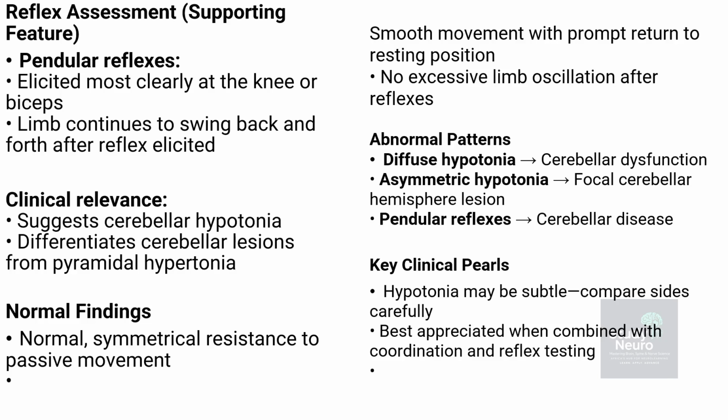Reflex testing can provide additional support for cerebellar hypotonia. When you elicit a deep tendon reflex, particularly at the knee or biceps, the limb may continue to swing back and forth in a pendular fashion. This finding helps distinguish cerebellar hypotonia from pyramidal lesions, which typically produce increased tone and brisk reflexes. Clinically, it's important to remember that cerebellar hypotonia occurs without loss of strength. For this reason, tone assessment is most informative when interpreted alongside coordination tests and reflex examination.